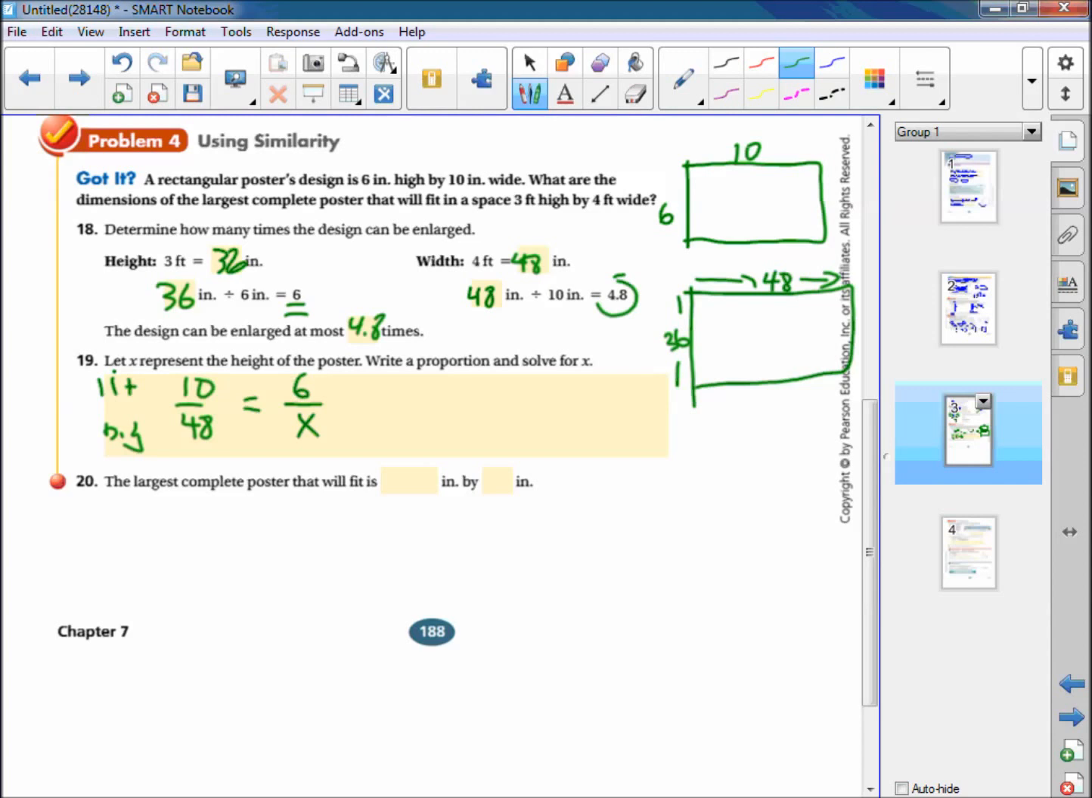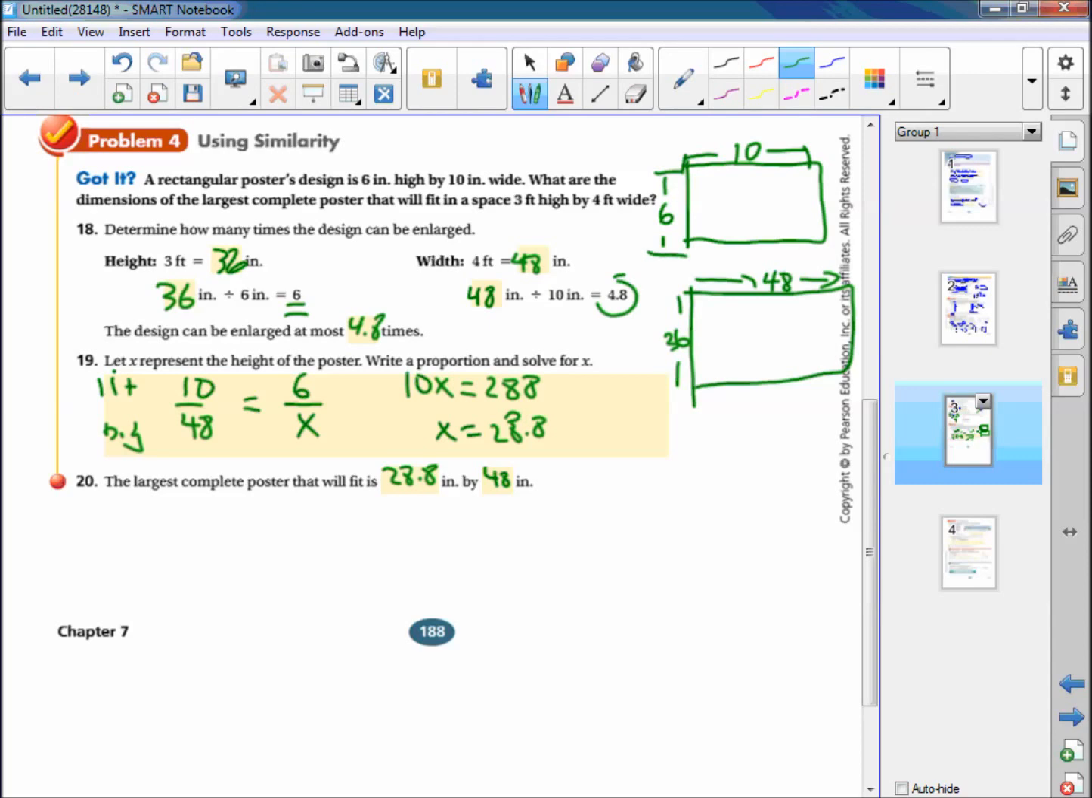All right, so then we could get our cross products to get 10x equals 288. If you multiply 6 times 48, divide both sides by 10, and we get 28.8. So the largest complete poster that will fit is 28.8 inches by 48 inches. So we make the width of the poster be 48, so the 10 turns into 48, and then the 6 to make it work with it would be 28.8.